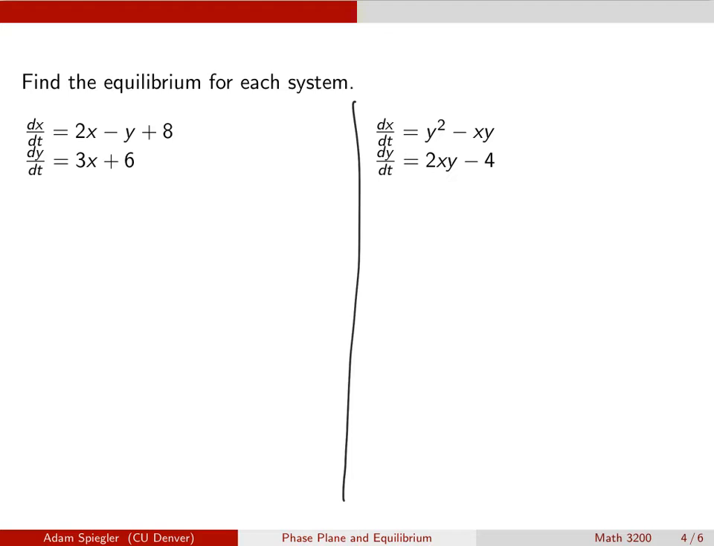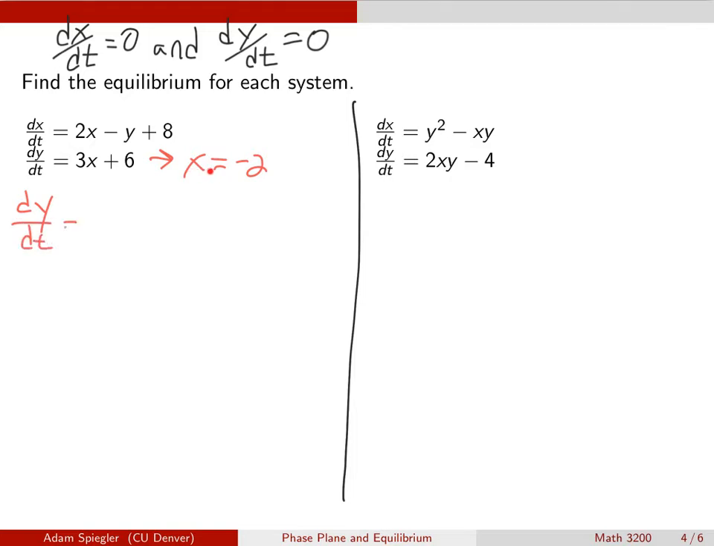So we need to solve a system of equations where both x and y are not changing simultaneously. We need to find values of x and y so that dx/dt is equal to 0, and at the same time dy/dt equals 0. So we need to solve a system of algebraic equations. If we start with our first system, starting with the dy/dt equation, we see that this is going to be 0 only if x is equal to -2. So any equilibrium that we have is going to need to have x equal to -2. So that's one condition right there.